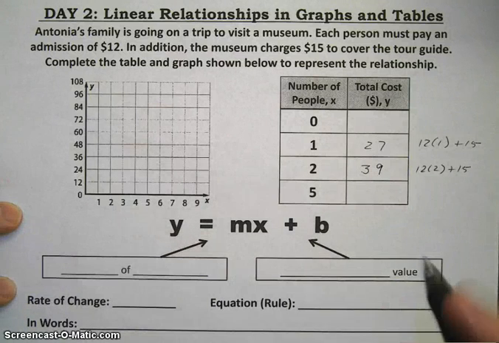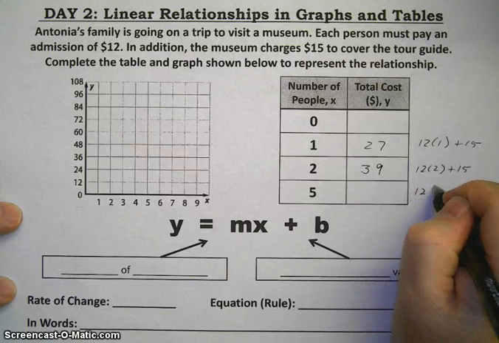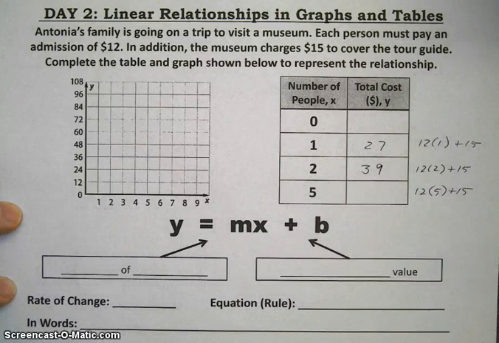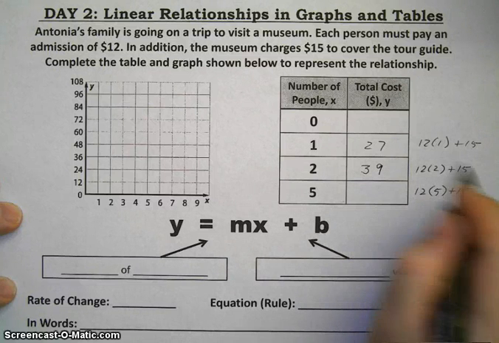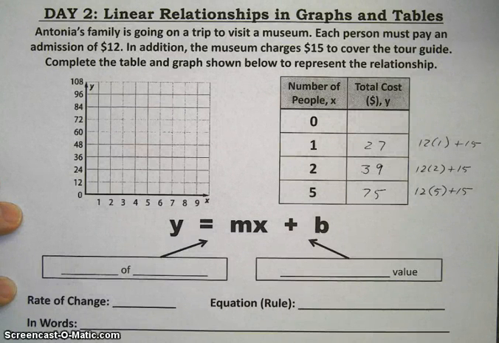If it was 5 people, it's $12 per person times the 5 people plus the $15 for the tour guide. Now notice that the $15 for the tour guide stays the same each time. It does not change regardless of how many people are going on the tour. So 12 times 5 is 60 plus 15, $75 for the total cost for 5 people.